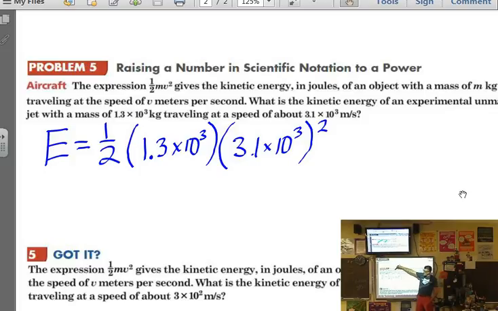The squared is not applied to the m and the v, so make sure you pay attention when there are parentheses or when there are not parentheses. That squared only belongs to the v. And then let's work through. So who can help me?